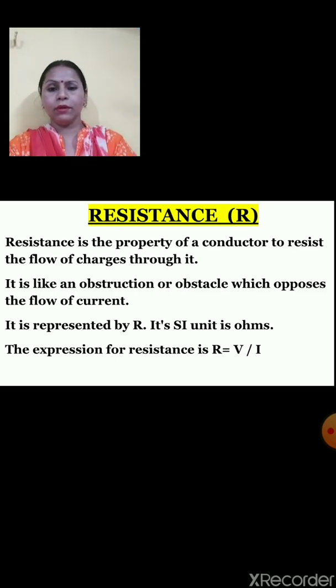In simple words, if I want to explain resistance, then I can say it is like mud. Mud collected in a water pipe obstructs the flow of water. As the mud obstructs the flow of water, in the same way resistance obstructs the flow of electric current. Resistance is denoted by capital R and its SI unit is ohm. The expression for resistance is R = V/I.